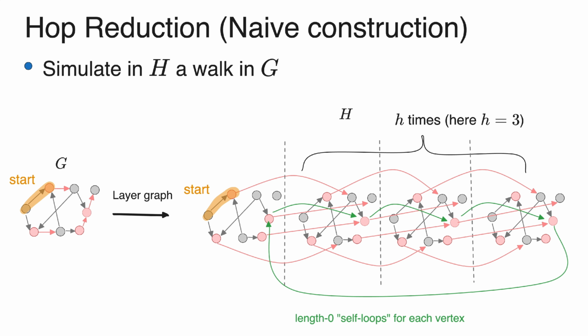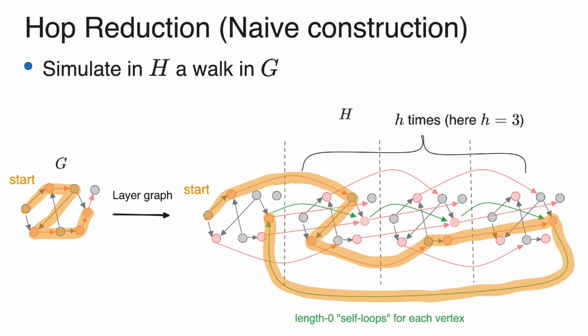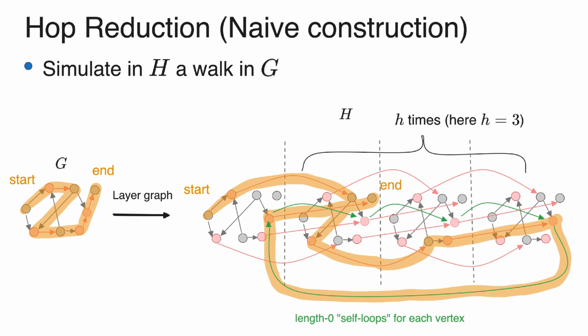So now we can simulate a walk in G in the hop reducer we just built. Let's look at a walk. If we go through one negative edge, then we jump to the next layer in the hop reducer. And we can keep moving. So when we arrive at the final layer, we first use the length 0 self-loops to jump back to the first layer, then keep moving. In this way, we can simulate any walk in G in the hop reducer.